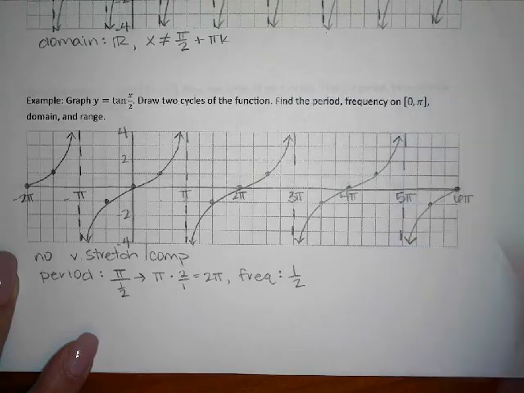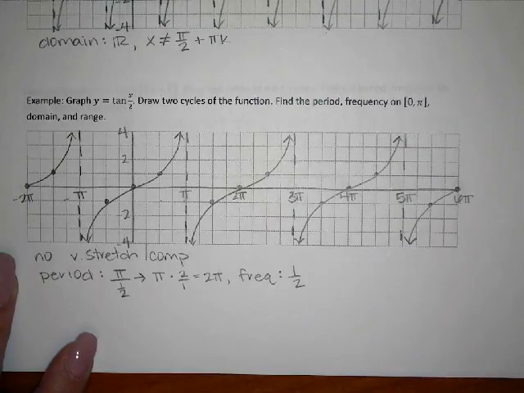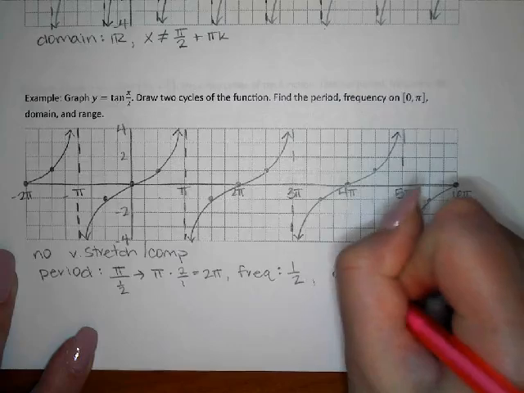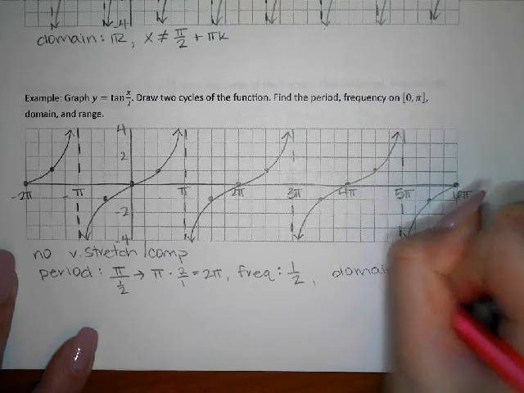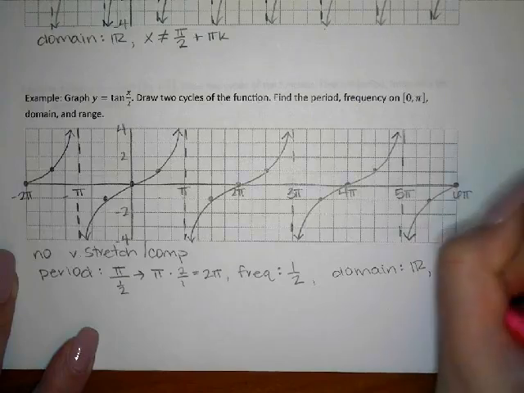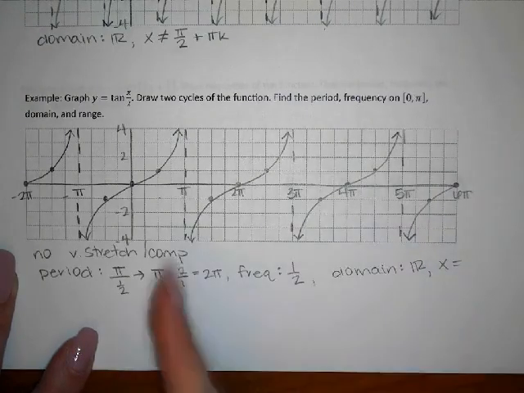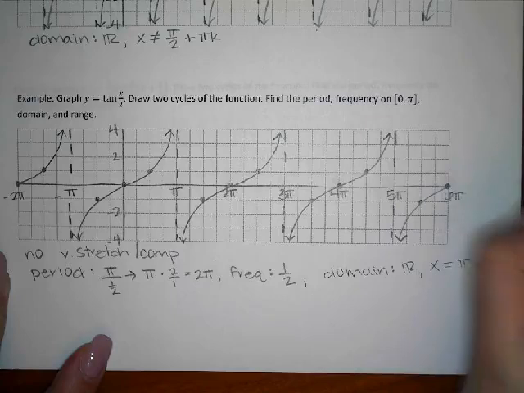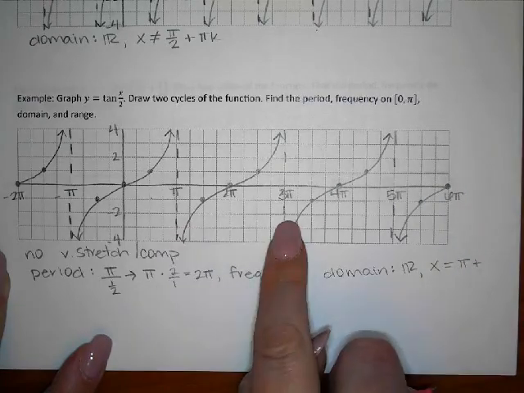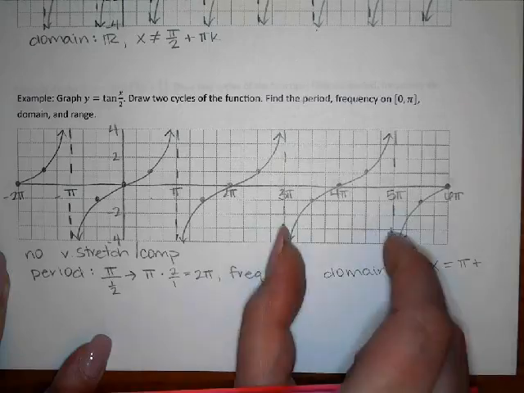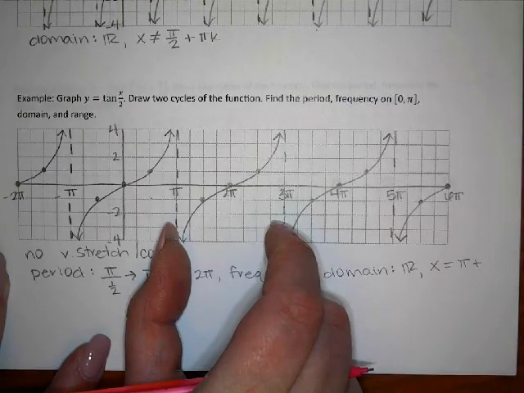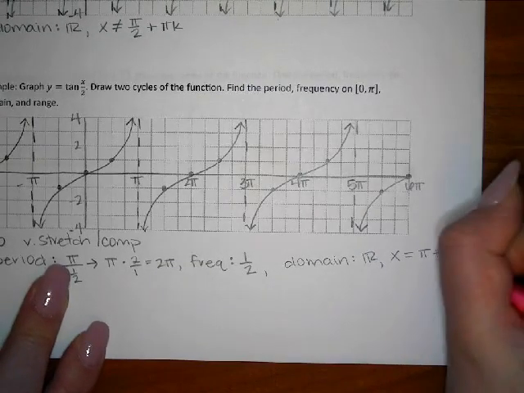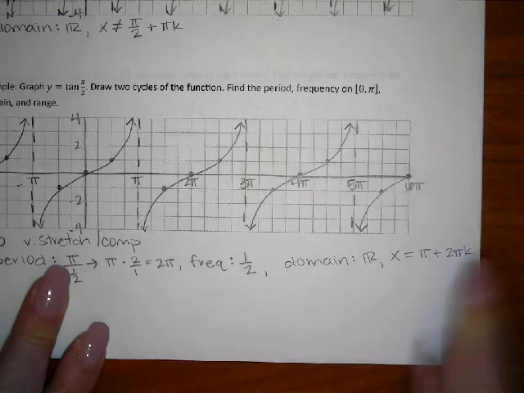All right, the domain for this graph is all real numbers, except we have to skip the vertical asymptote. So the first vertical asymptote I see is at pi, and they repeat every 2 pi. They repeat every width of a period. And for this particular graph, the width of the period is 2 pi. So they start at pi and they repeat every 2 pi. So I have to skip pi, 3 pi, 5 pi, 7 pi, 9 pi, 11 pi, etc.